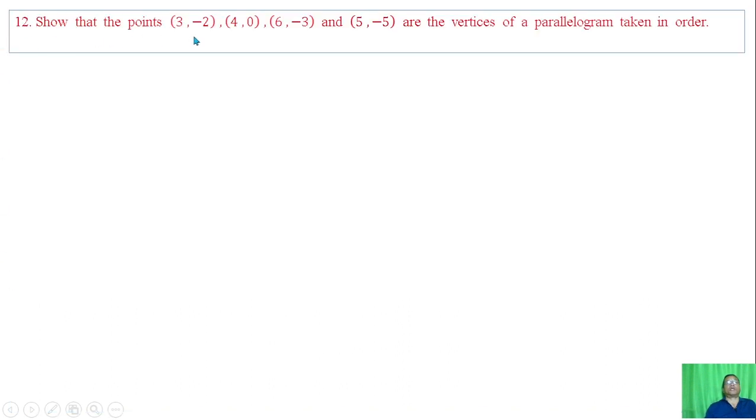Question number 12. Show that these 4 points are the vertices of a parallelogram taken in order.